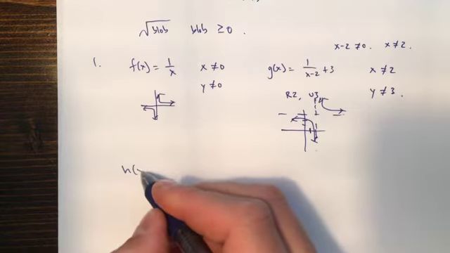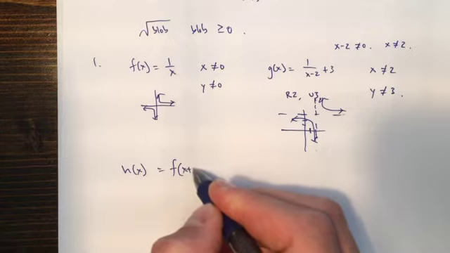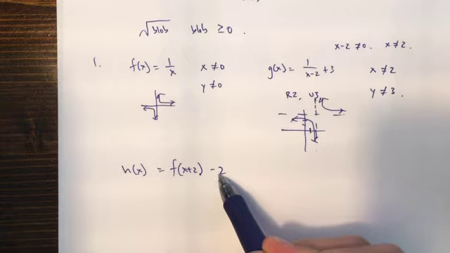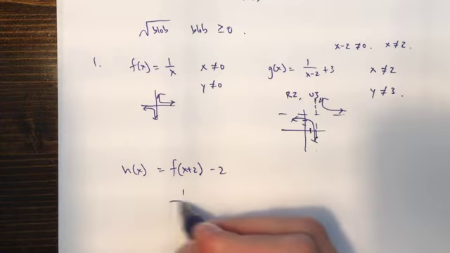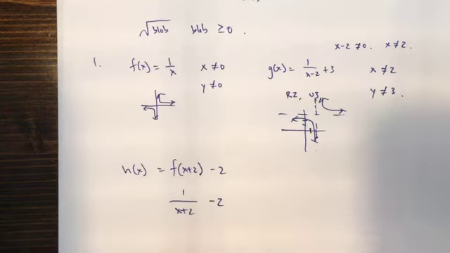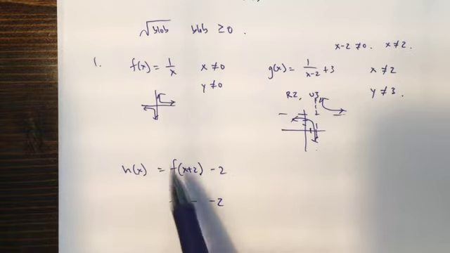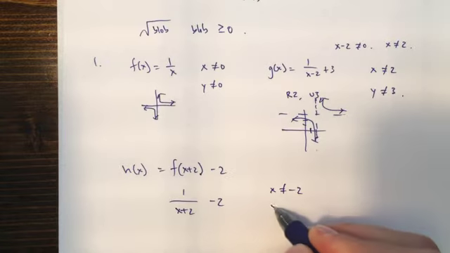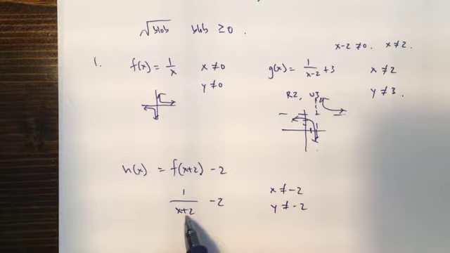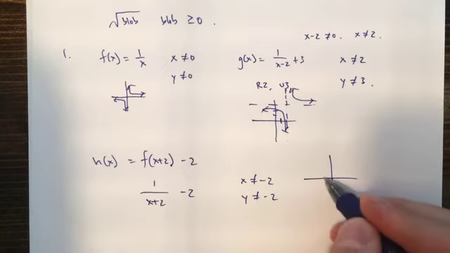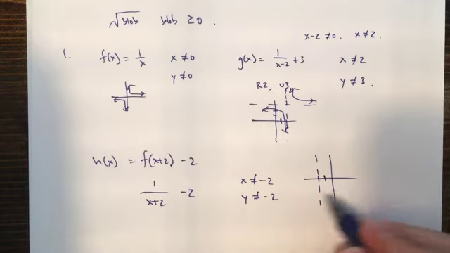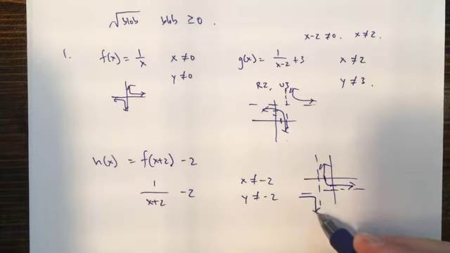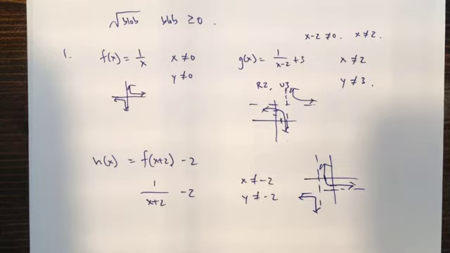And finally, h of x is f of x plus 2 minus 2. So we're plugging in x plus 2 for x and then subtracting. So that should be 1 over x plus 2 minus 2, since f is 1 over x. And so x cannot equal negative 2, and y cannot equal negative 2, because we moved it to the left 2 and down 2. So to the left 2, this is my vertical asymptote, and down 2, this is my horizontal asymptote, and my graph will look something like that.